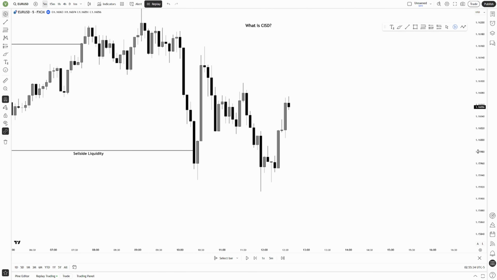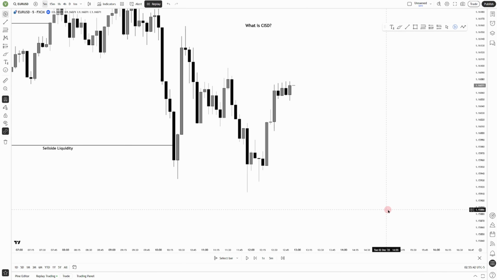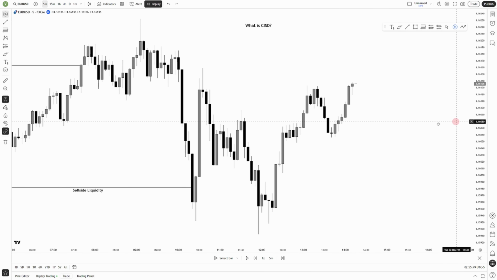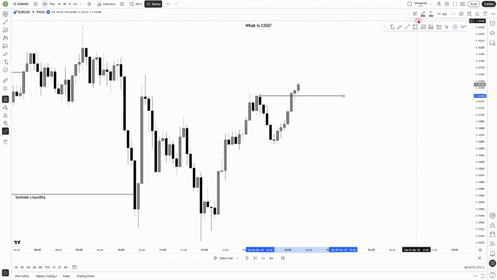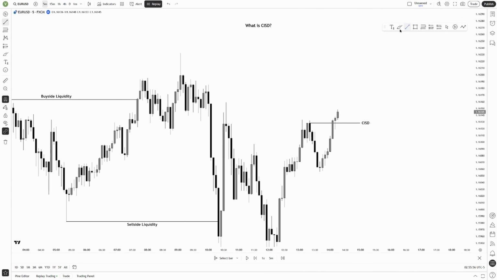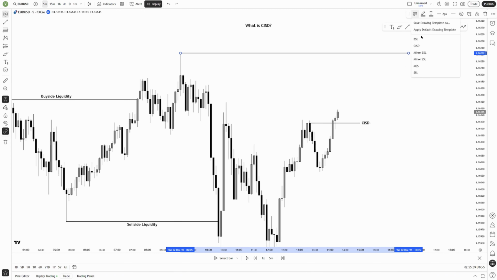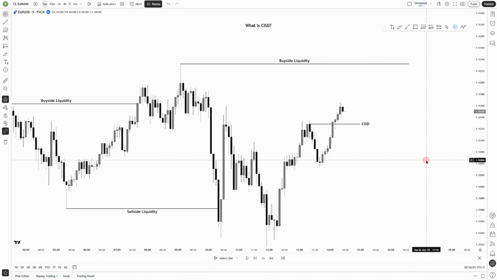Look, our sell-side liquidity has been swept, and now we have a change in state of delivery again, and buy-side liquidity is also resting above. Look how price moved straight to the buy-side liquidity.